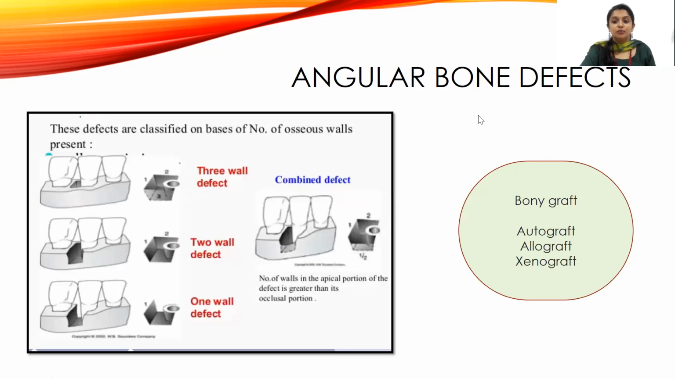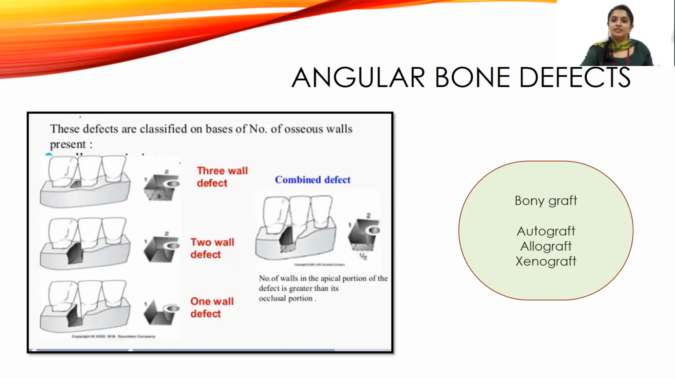Another is the angular bone defect, where you find there is a 1 wall, 2 wall, and 3 wall defect. A 1 wall defect is where the bone in between the adjacent teeth is defective. Whereas a 2 wall defect affects 2 walls, that is either the mesial and the labial part, or the distal and the lingual part. A 3 wall defect includes mesial, lingual, and distal. So these are the combined defects.